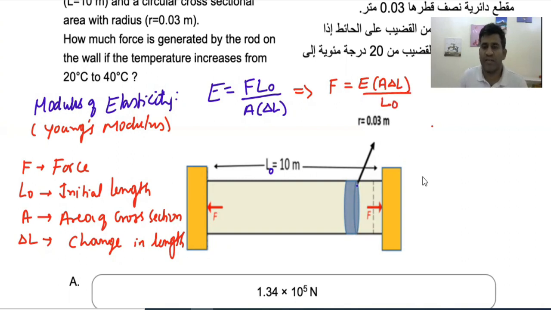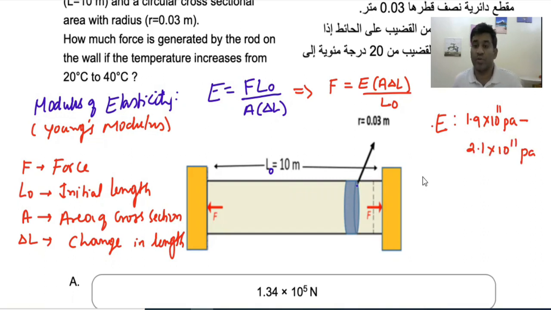Now I have to calculate the force. To calculate the force, I should know how much is the change in the length, what is the area, what is the initial length, and what is the Young's modulus. In general, at room temperature, that is 25 degrees Celsius, the value of the Young's modulus ranges from 1.9 into 10 to the power 11 to 2.1 into 10 to the power 11 Pascal.